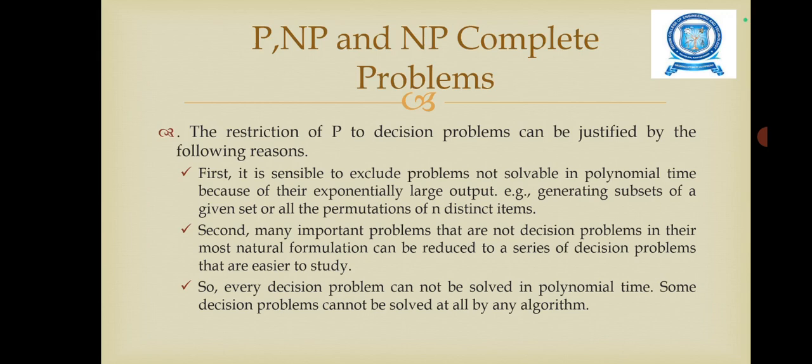The last one is that not every decision problem can be solved in polynomial time. Some decision problems cannot be solved at all by any algorithm. Such problems are called undecidable, as opposed to decidable problems that can be solved by an algorithm. Otherwise it is also called the halting problem.